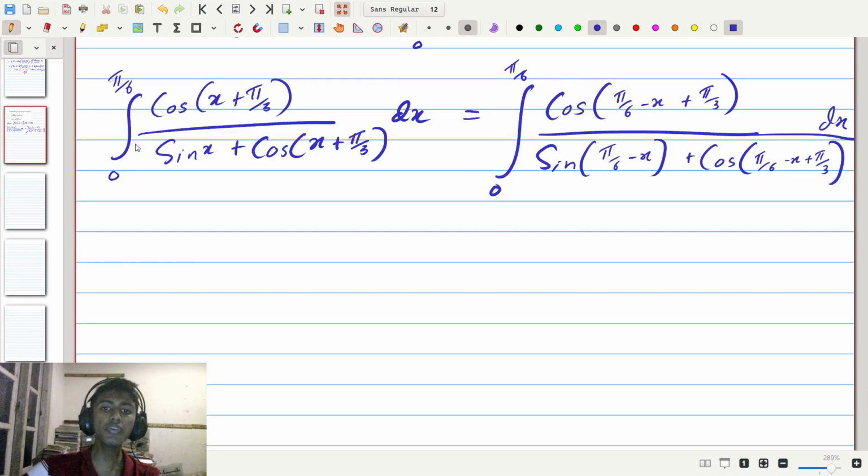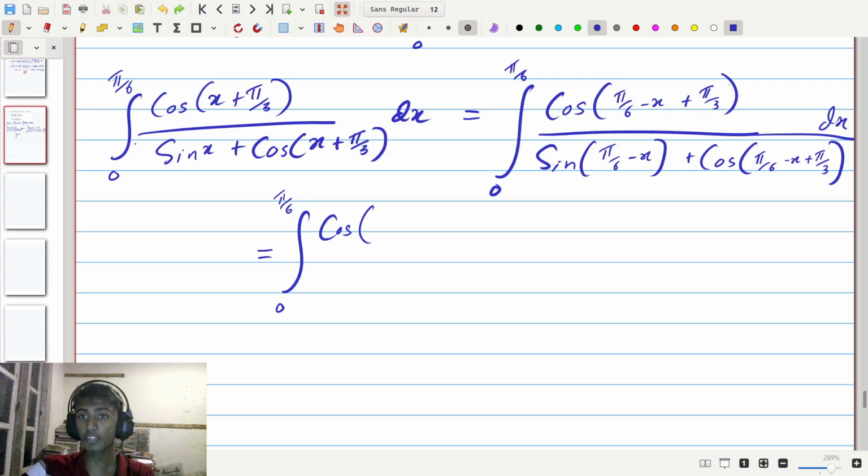Now if we consider what we have, we can see that some of these things can be simplified. For example, this pi by 6 and this pi by 3 can be added together to a single value. Similarly, this pi by 6 and this pi by 3 can be added to a single value. If we do that, we can see we have the integral from 0 up to pi by 6 of, and if we consider the inside, we have the cosine of, if we add these two together, pi by 6 plus pi by 3 is going to be pi by 6 plus 2 pi by 6, which is going to be 3 pi by 6, which is going to be pi by 2. So we have pi by 2 minus x.